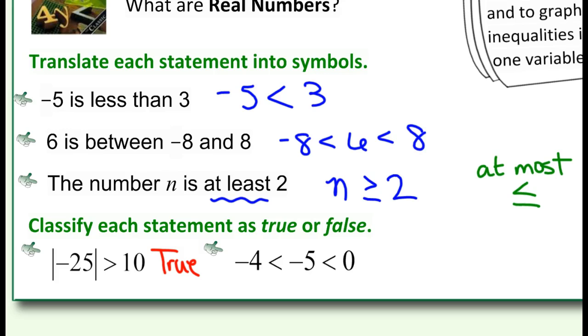Remember, the -4 and the -5 need to change places for it to be true. So this answer... that number line, it's going to really help you decide whether these sentences are true and false. Well, let's look up here at our next activity.